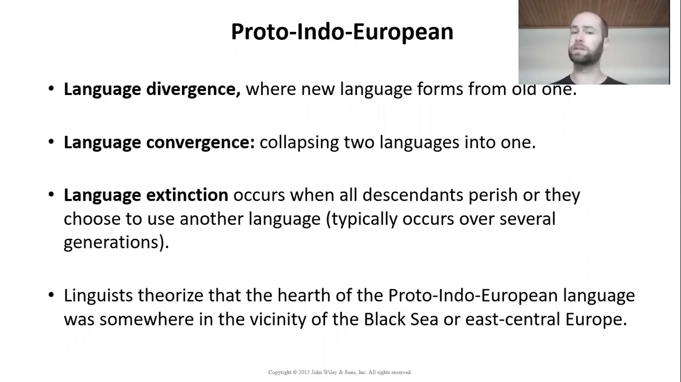Language divergence is where two languages form from an old one. Language convergence is the opposite, where two languages collapse into one. And language extinction is what it says, when a language goes extinct, when it dies out.